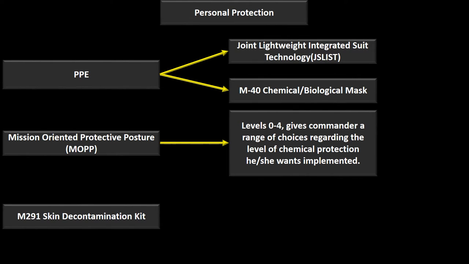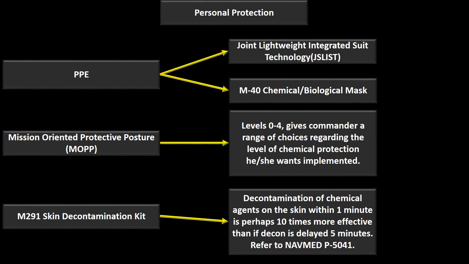Your M291 skin decontamination kit is a kit we use to decontaminate skin when we suspect that it is exposed to a chemical agent. We find that decontamination of a chemical agent on the skin within 1 minute is perhaps 10 times more effective than if decon is delayed for 5 minutes. We can refer to NAVMED P5041 for more instructions on how to use the M291 skin decontamination kit.